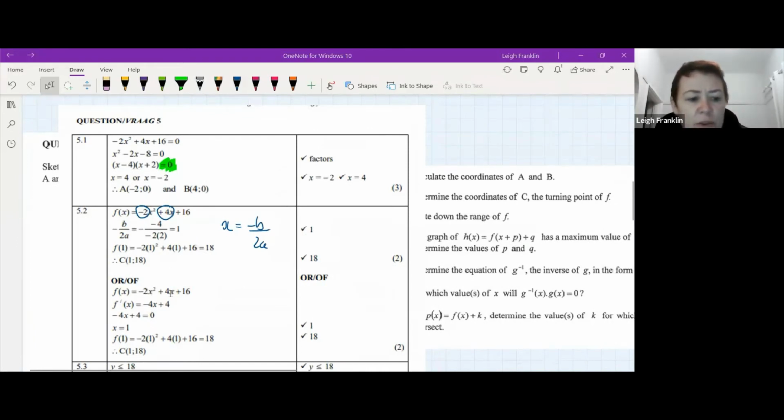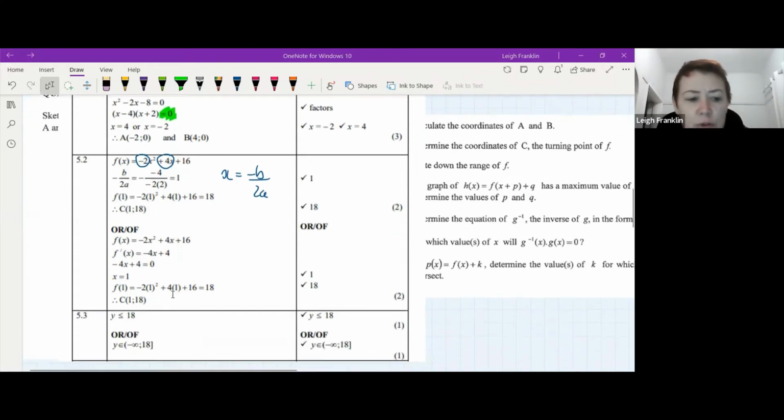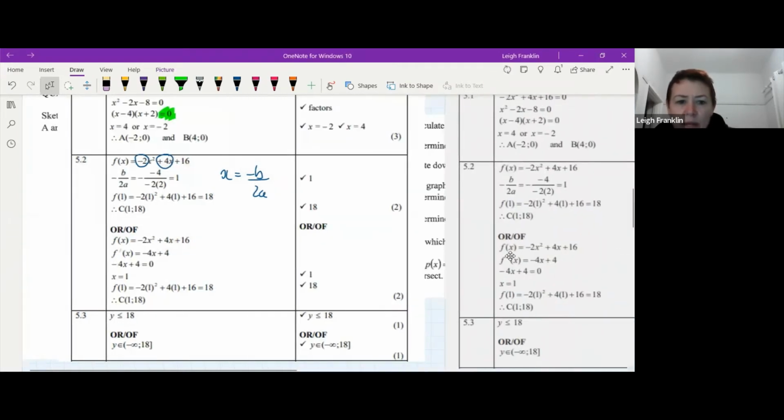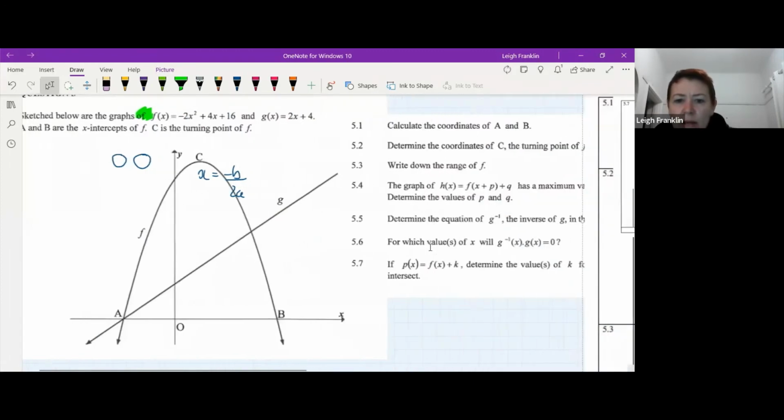And then the last one would be the range. Depending on how you choose to write it, you could have either written it as y is smaller than or equal to 18, or you could have written it with interval notation. So y is an element of round bracket -infinity to 18 with a hard or square bracket. Okay, so everybody happy with that? We can get those out the way and we can carry on.